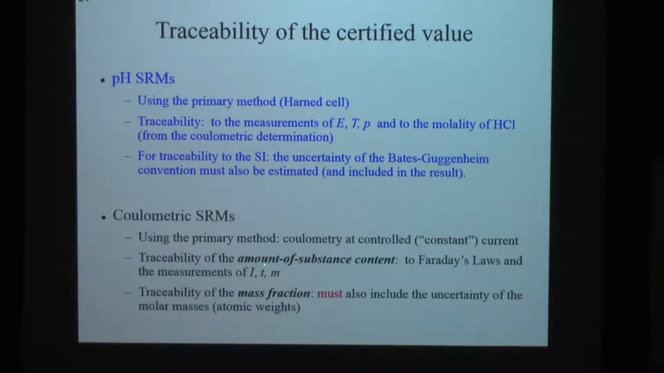The traceability of the amount of substance content, that's the number of moles per kilogram of sample, is to Faraday's law and the measurements of the current, the time, and the mass. Traceability of the mass fraction, which you might think of like for a high purity compound, it might be 99.99% KCl. You have also to include the uncertainty of the molar masses, what you may think of as atomic weights, potassium and chloride. Potassium and chloride, they're both mixtures of two or more isotopes. And those change with different samples.